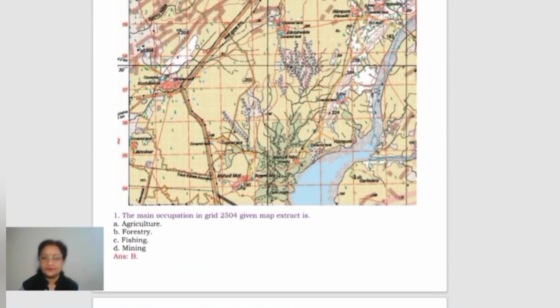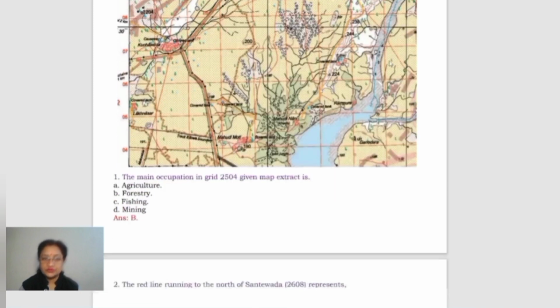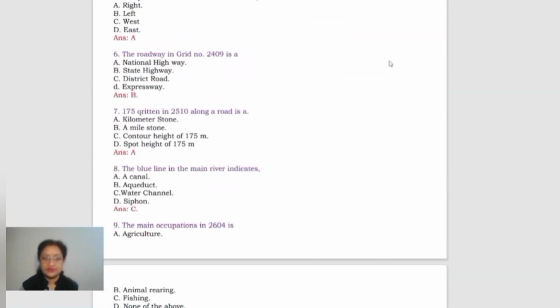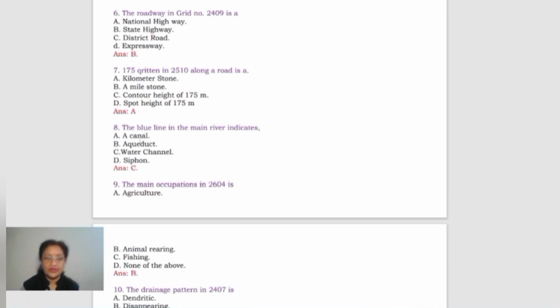You can see here children. Okay, this is the blue line and what does that mean? It is a water channel, perennial flow of water channel. So let's see the options given here. Yes, a canal, no, aqueduct, water channel, siphon. It has to be C, water channel.